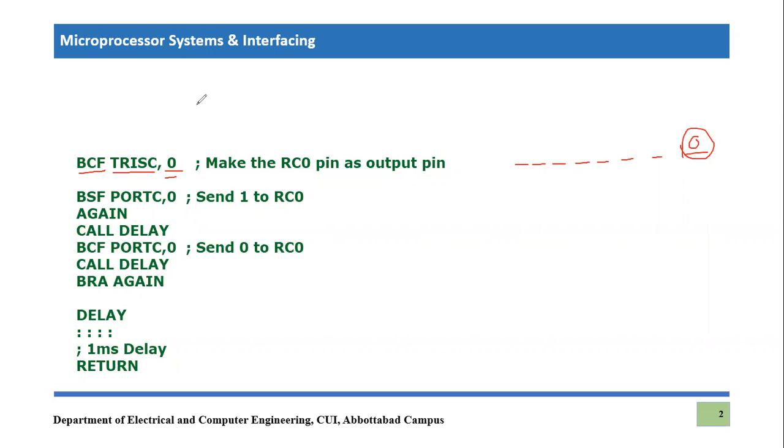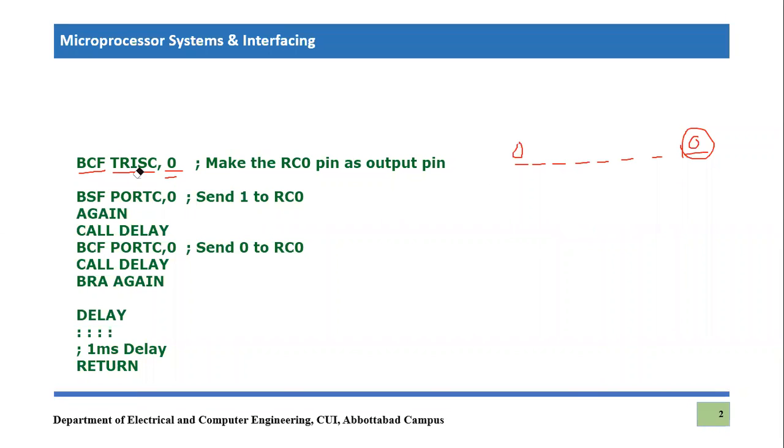Here I could actually write BCF TRISC comma 7. That means I want to make bit number 7 of TRISC equal to 0. The bits are numbered 0, 1, 2, 3, 4, 5, 6, 7, so 7 is the last bit. It would become 0 if I write this instruction, but this is not part of our instruction, so we will not consider this point. I hope this point is clear.